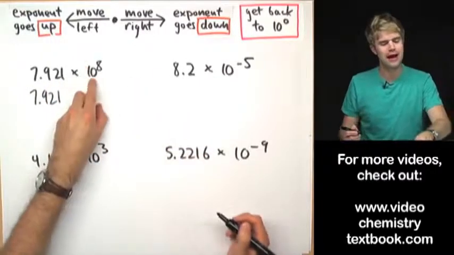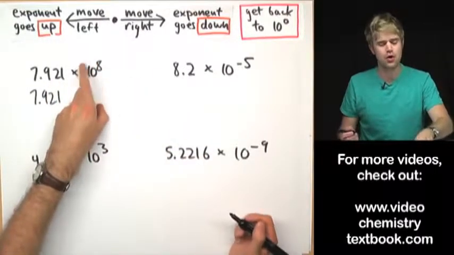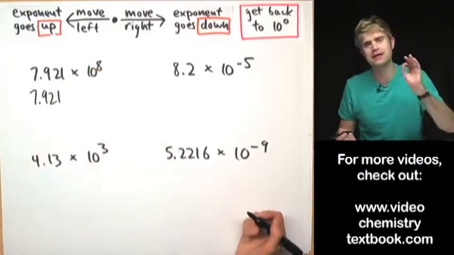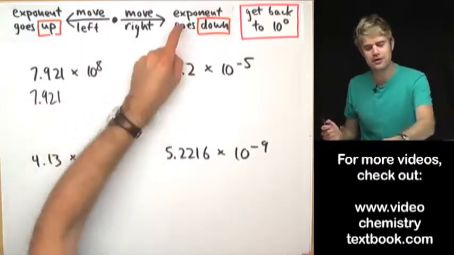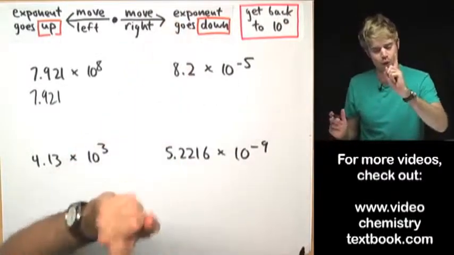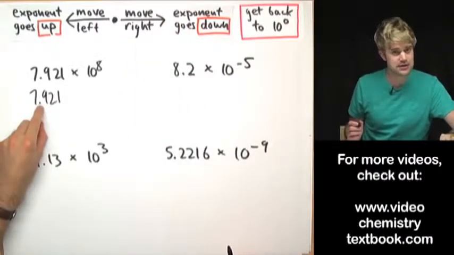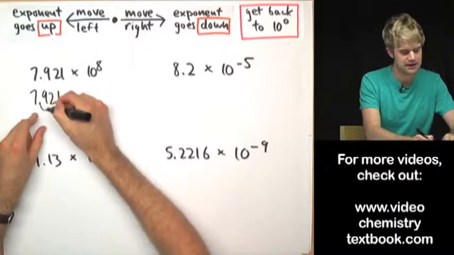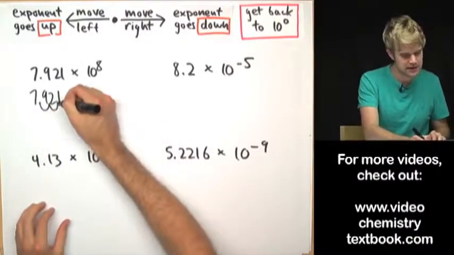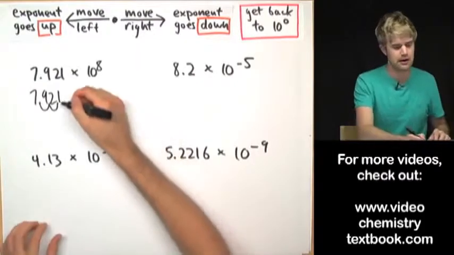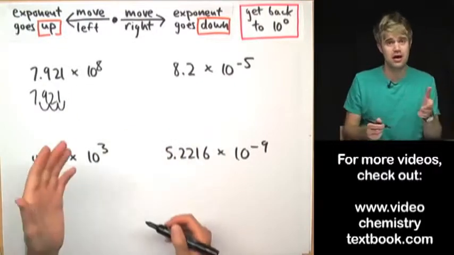7.921. Right now, we're at 10 to the 8. We want to get this 10 to the 8 back down to 10 to the 0. So when we move the decimal place right, the exponent goes down. So watch this, okay? Here it is at 10 to the 8. 10 to the 7, when I move it to the right one spot, okay? 10 to the 6th, move it down another spot. 10 to the 5th, move it down another spot.